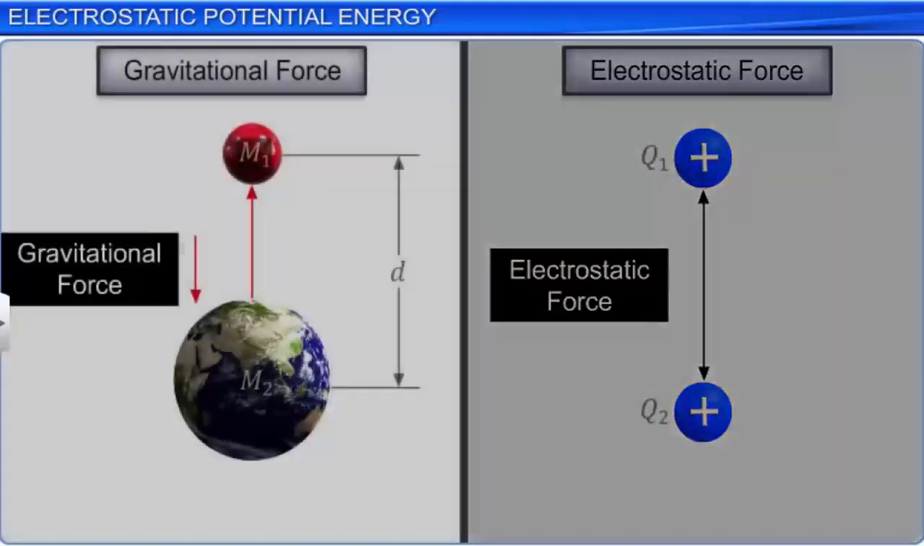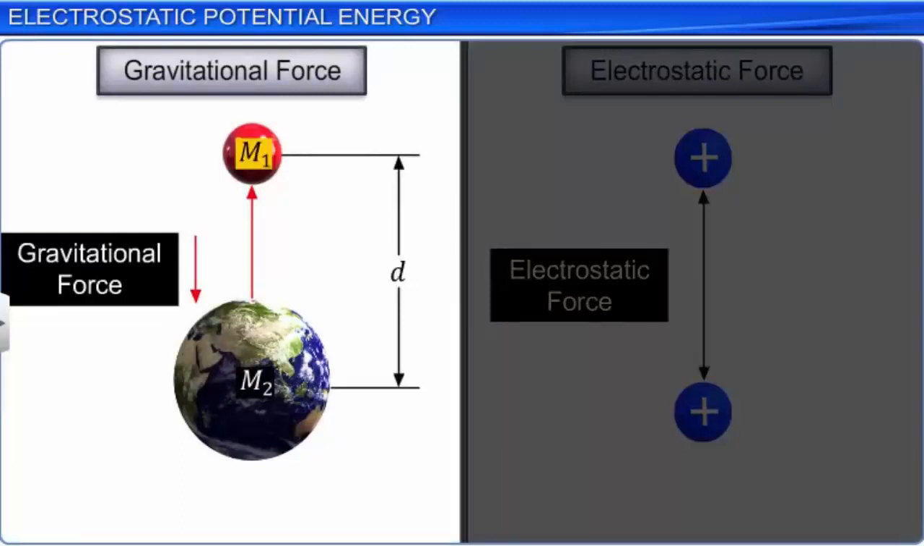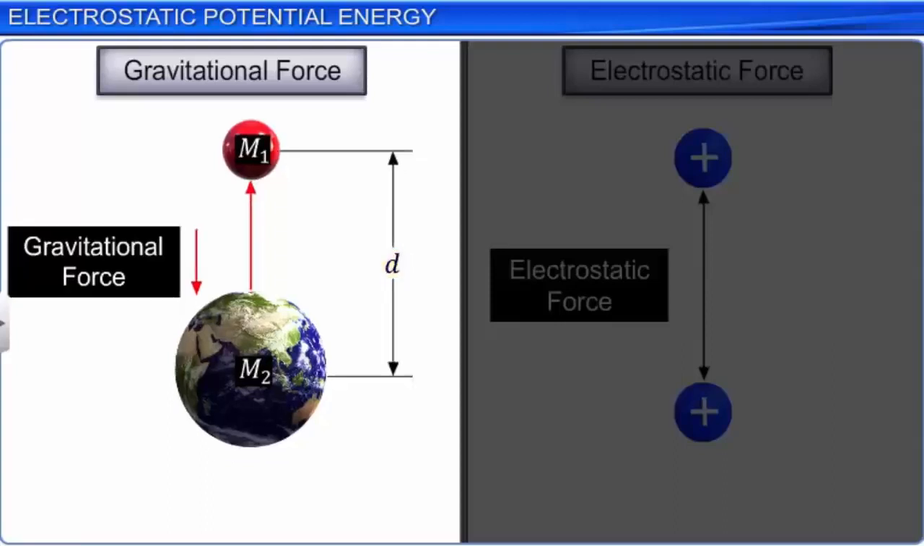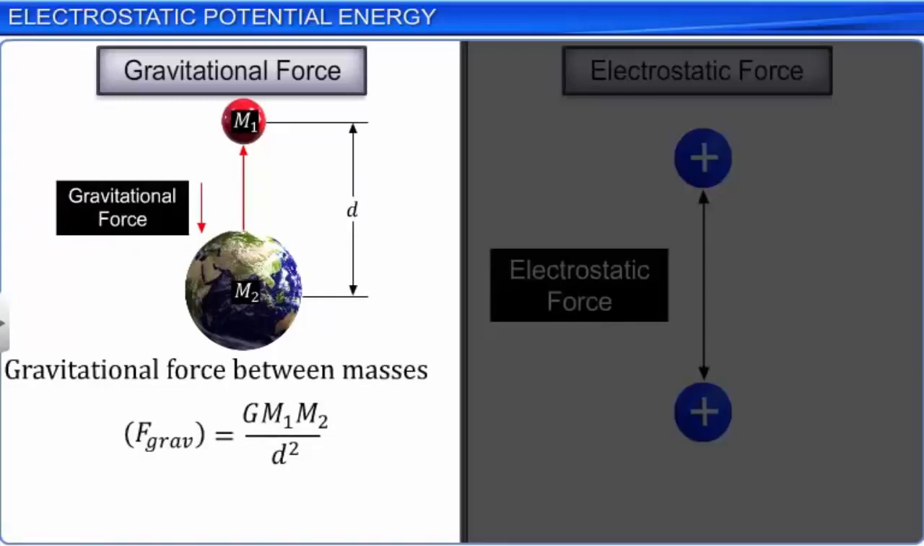The gravitational force between masses m1 and m2, separated by a distance d, is expressed as G m1 m2 by d square, where G is the universal gravitational constant, which is equal to 6.67 into 10 raised to the power minus 11 Newton meter square per kilogram square. We can see that the gravitational force F is inversely proportional to the square of the distance d between the masses.